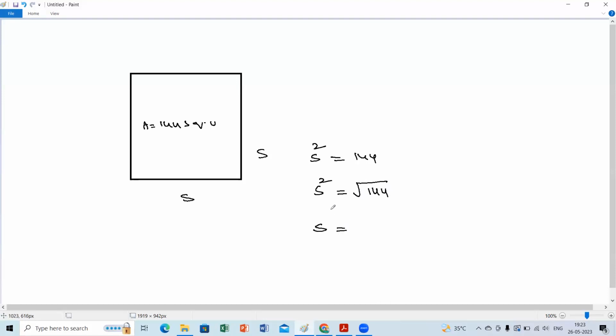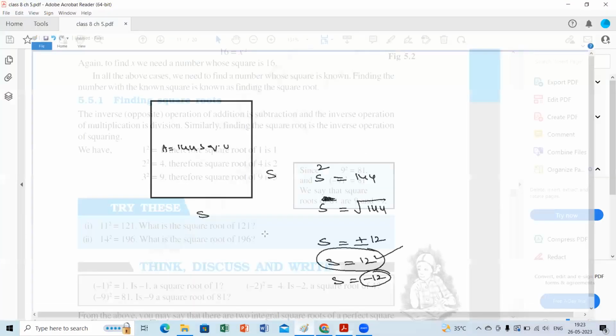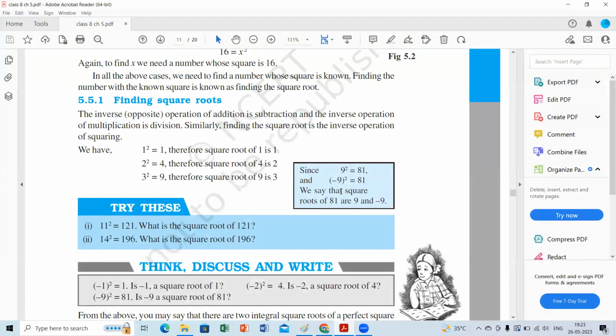So S is equal to the square root of 144, not S square. S is equal to the square root of 144 means here you will get plus or minus 12. S is equal to plus 12 or S is equal to minus 12. Side should not be negative, right? So we are taking only positive. So S is equal to 12 centimeters side. That's the thing, children. In some cases, general examples also we will consider, but it's a plus or minus square root. If you remove the square root, you will obviously get plus or minus.